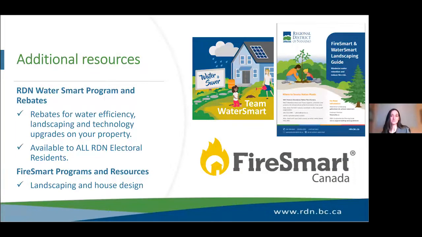Just a note on additional resources that are very relevant here. The RDN publishes Water Smart resources and Fire Smart resources, including our Fire Smart and Water Smart Landscaping Guide, which has direct impact on how vulnerable your property is to wildfire risk and how much it contributes to drought. These cover topics like low irrigation and water smart landscaping and how to reduce fire risk around your home through vegetation management. Fire Smart also covers design choices for your home's exterior that can minimize fire risk, including different choices for siding, decking, and roof materials.